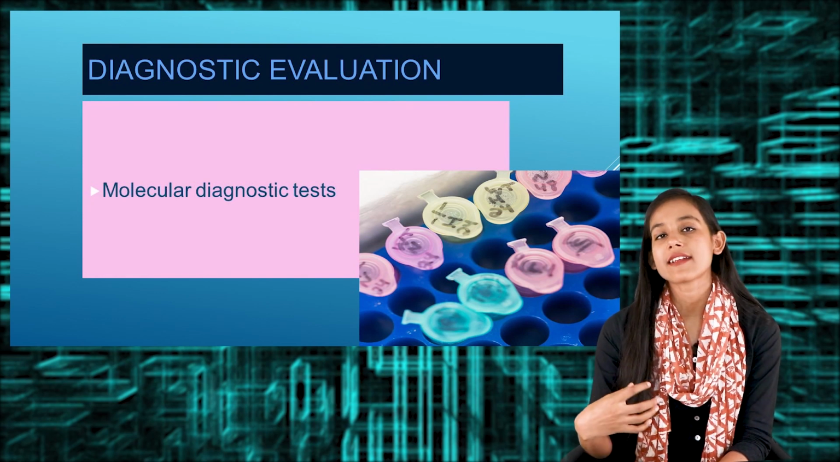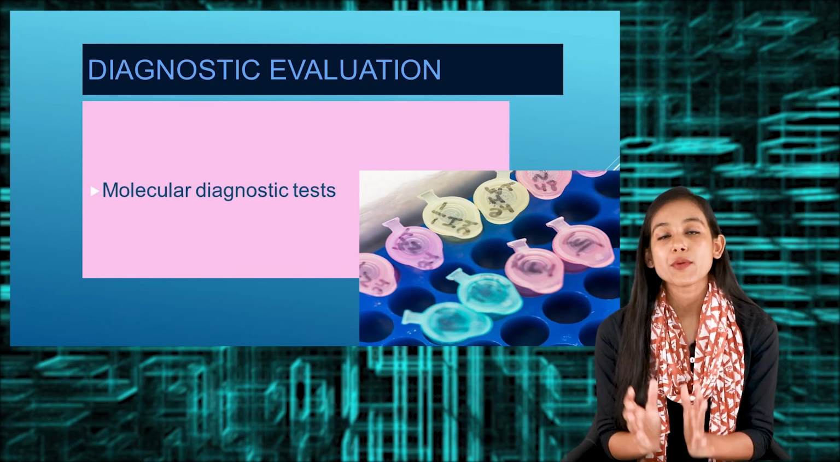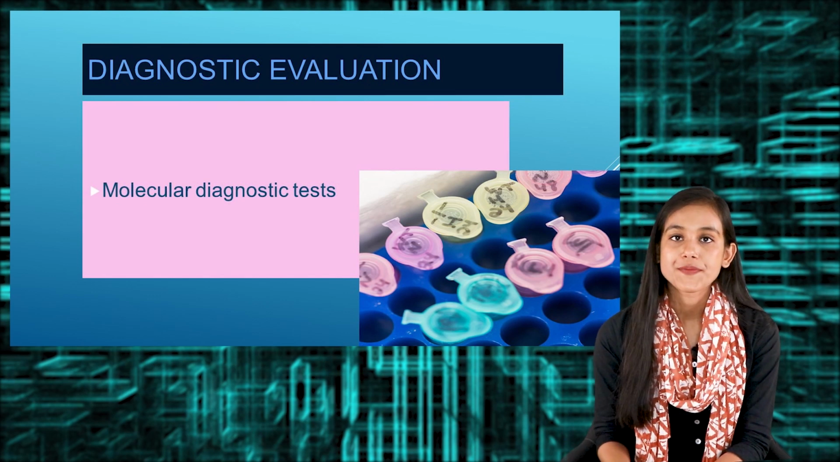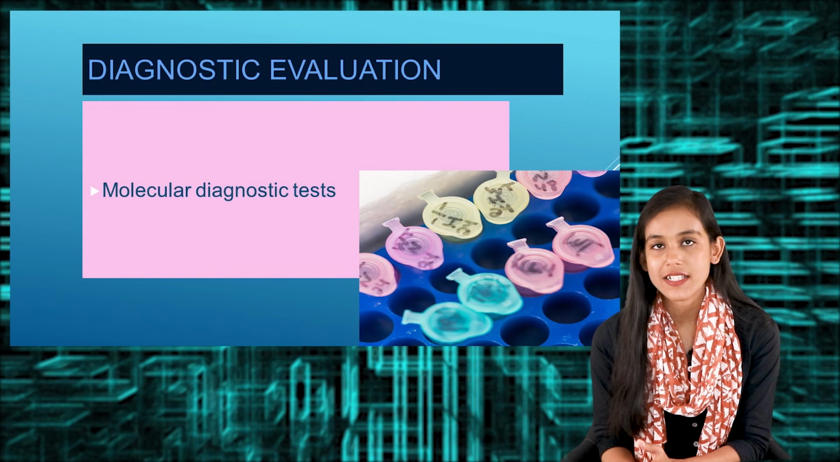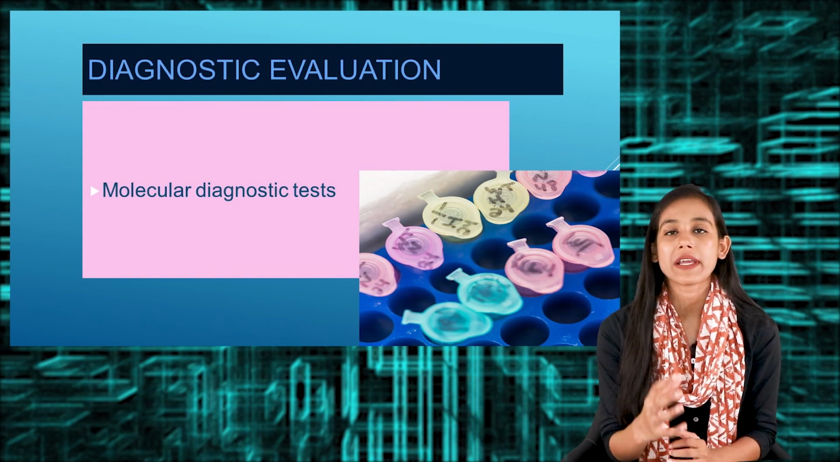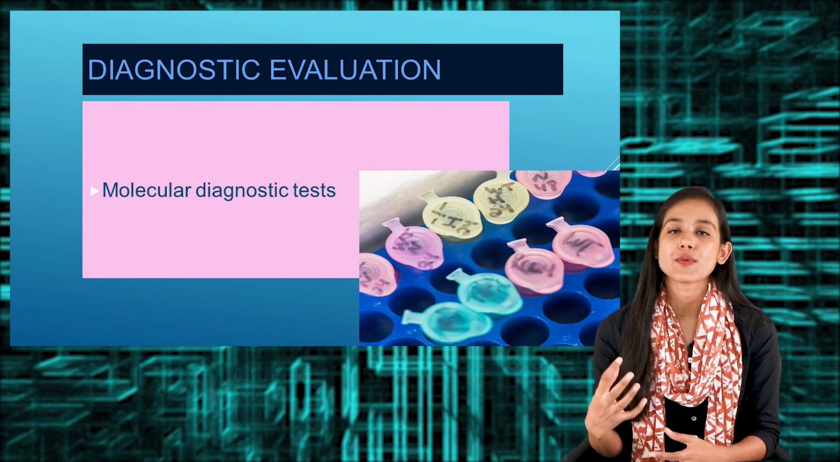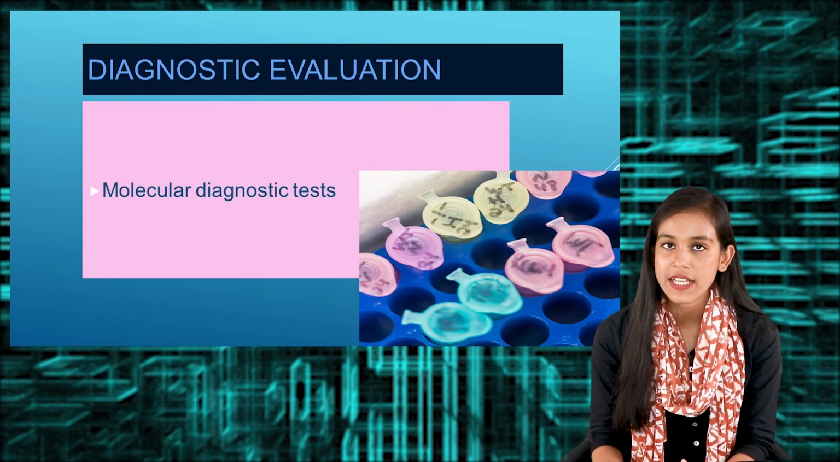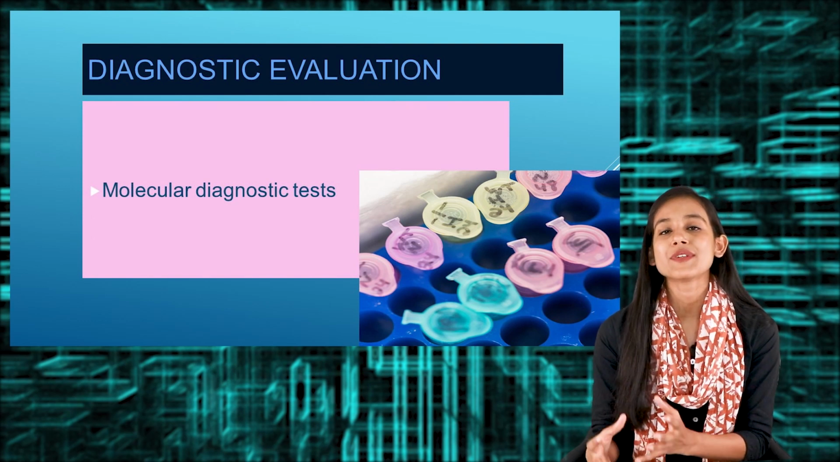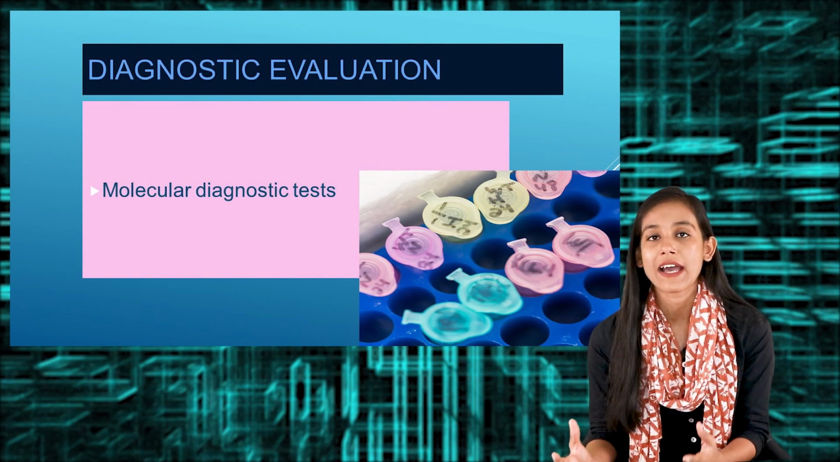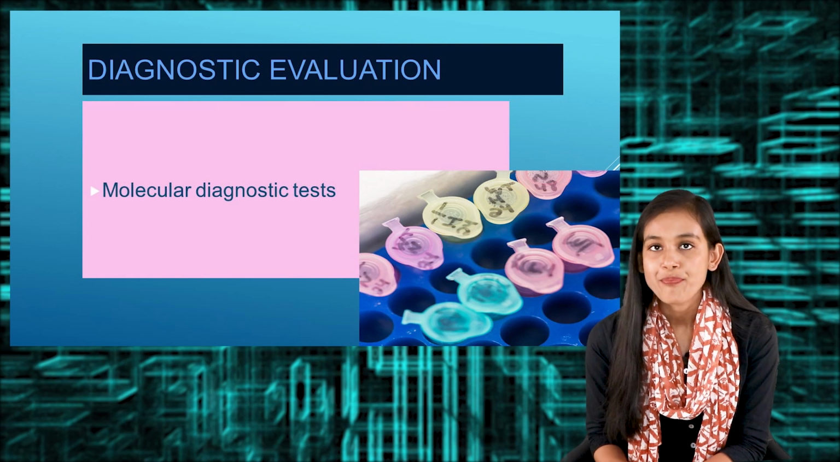These tests can determine whether a mutation is present after 8 weeks of gestation. So if either parent is a carrier, or is thalassemic, it is advised to go for prenatal diagnosis, because that would help us evaluate if there is a chance of having a child with thalassemia, right?